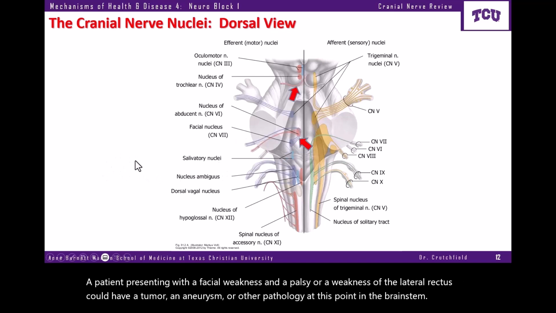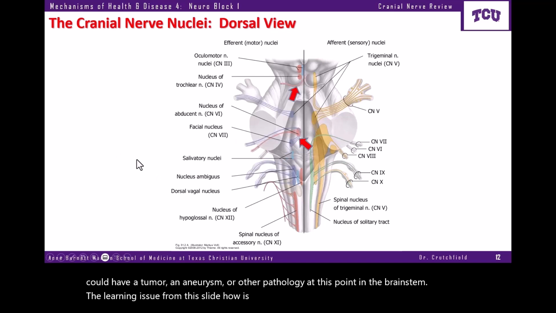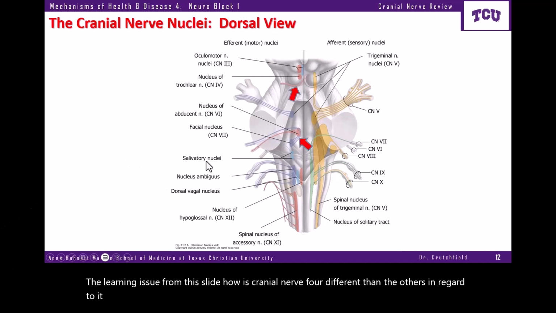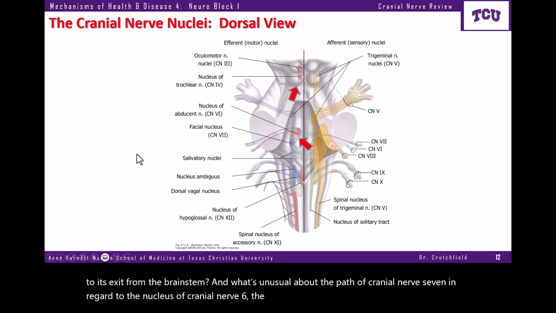The learning issue from this slide: how is cranial nerve 4 different than the others in regard to its exit from the brainstem? And what's unusual about the path of cranial nerve 7 in regard to the nucleus of cranial nerve 6, the abducens nerve?